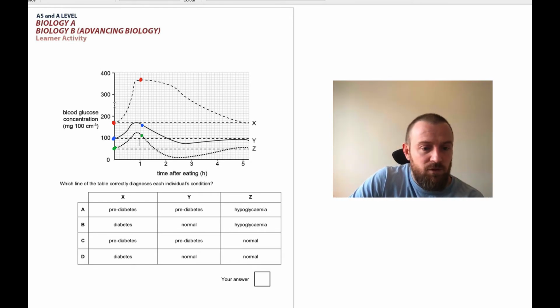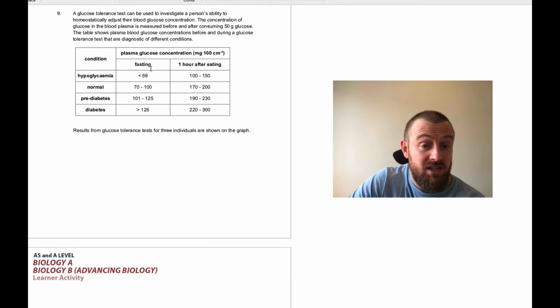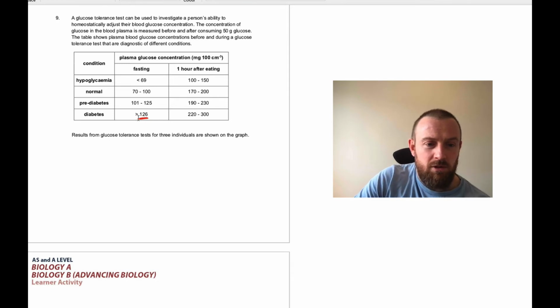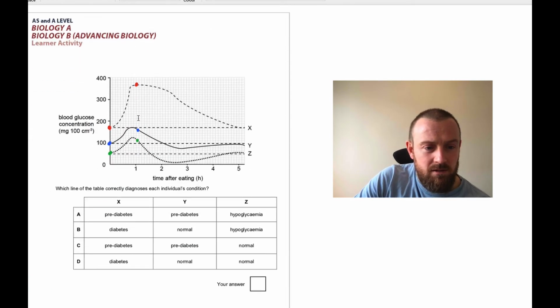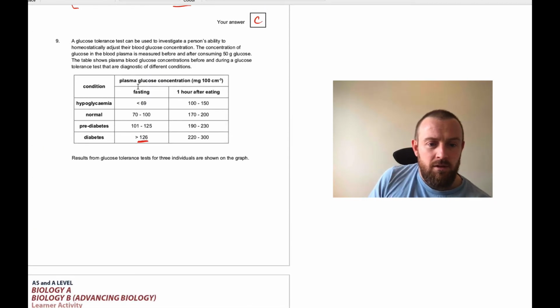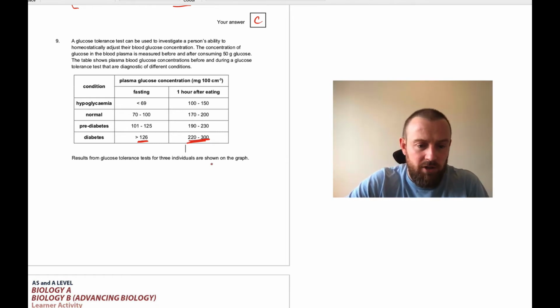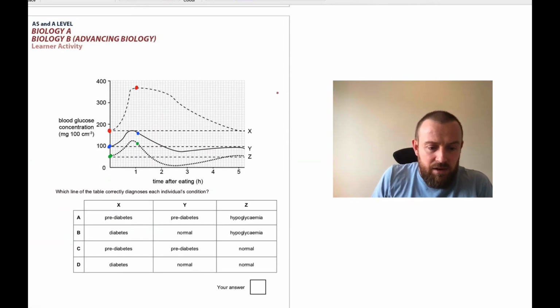Okay, so let's first of all look at person X, which we go from about 180 up to about 370. Wow, it's high, isn't it? Was that right? 180. Yeah, 180 up to about 370 for person X. That's really high. Person X has definitely got diabetes. It's super high blood sugar.